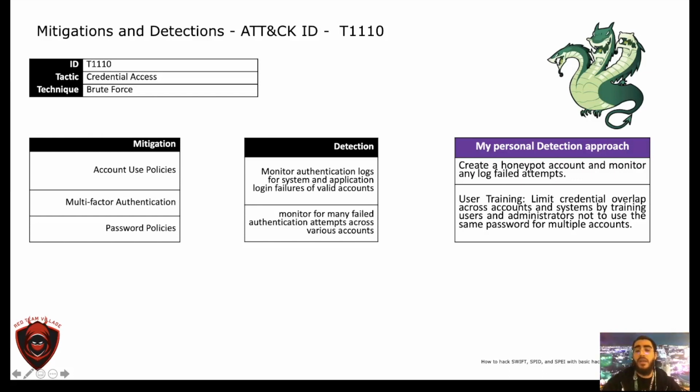For the detection, you need to monitor authentication logs for system and application login failures of valid accounts. If authentication failures are high, then there might be a brute force attempt going on to access the systems using legitimate credentials. Also, monitor failed authentication attempts across various accounts that may result from password spray attempts. I recommend creating honeypot accounts and monitoring failed attempts in the critical host, and training users to not use the same password for multiple accounts and to limit credential overlap across accounts and systems.